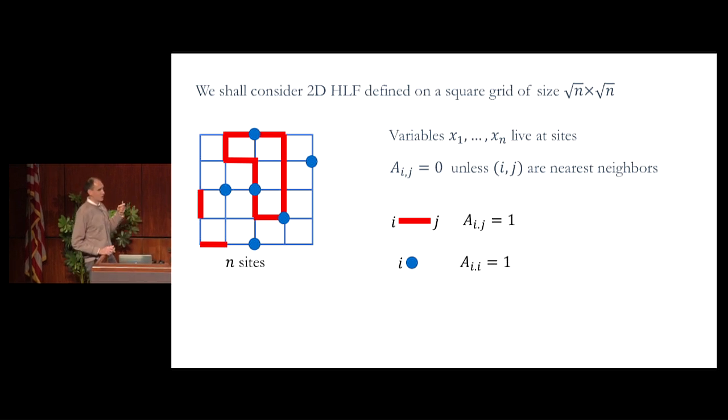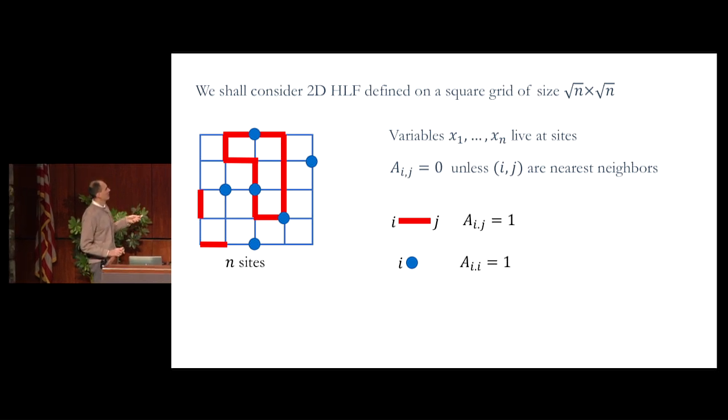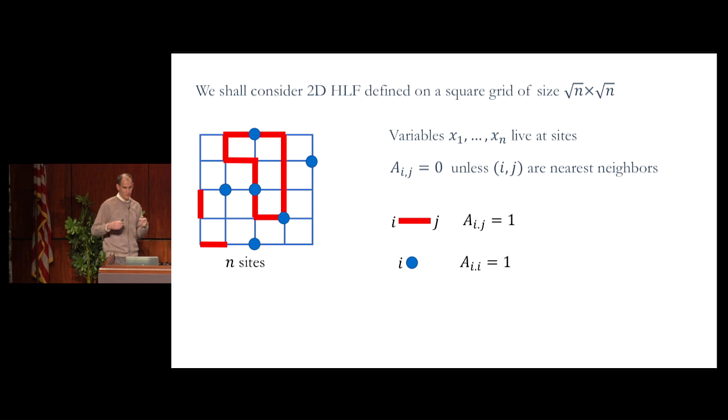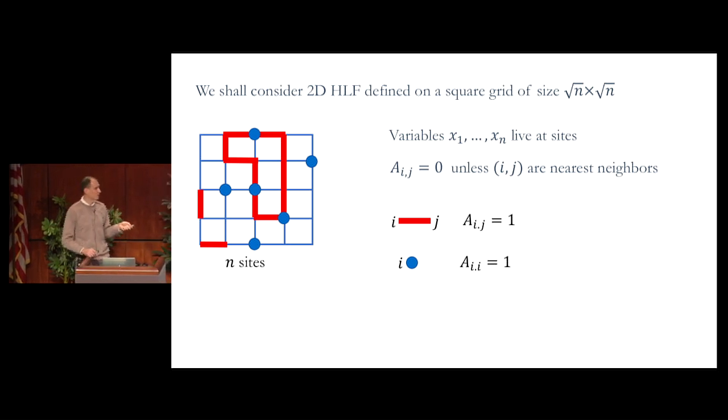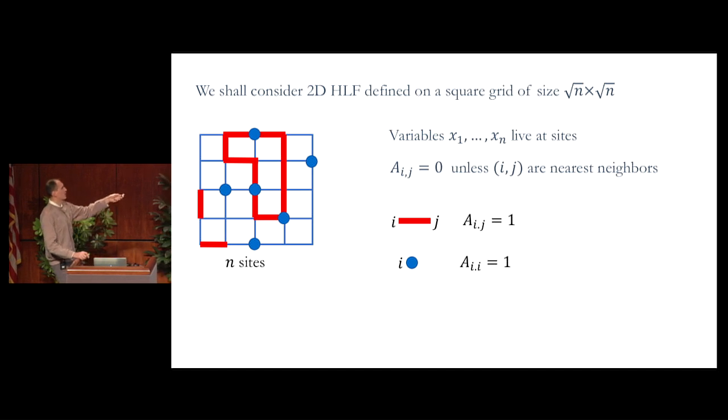I'm going to consider a certain restricted version of this hidden linear function problem defined on a two-dimensional grid. So we assume that these variables x live at sites of a two-dimensional grid with n sites, and matrix A basically is the adjacency matrix for some subgraph of the grid. So we only allow non-zero matrix elements if i and j are nearest neighbor sites.